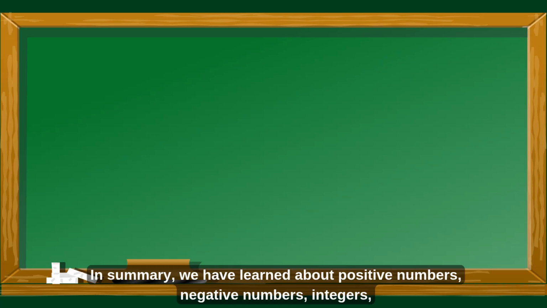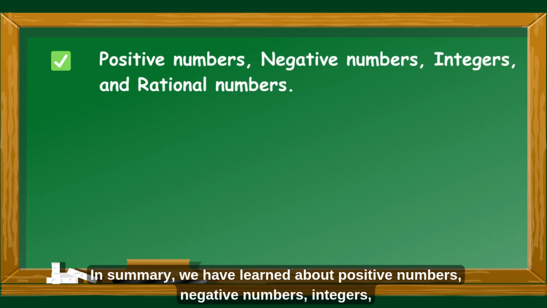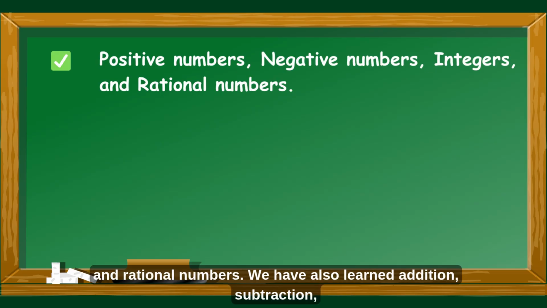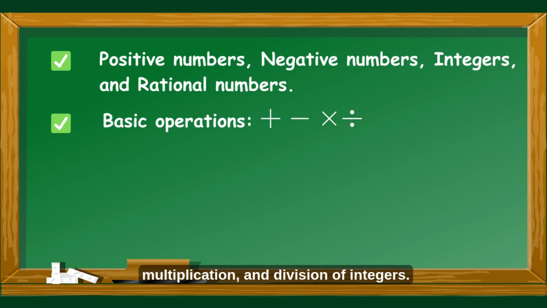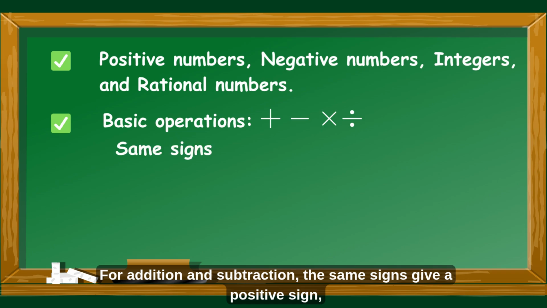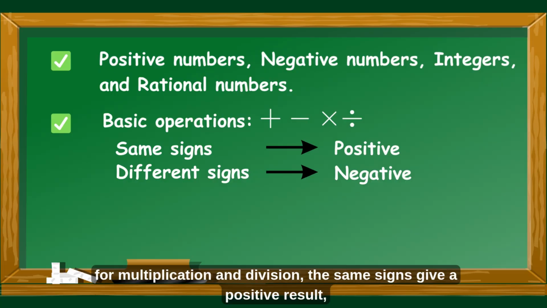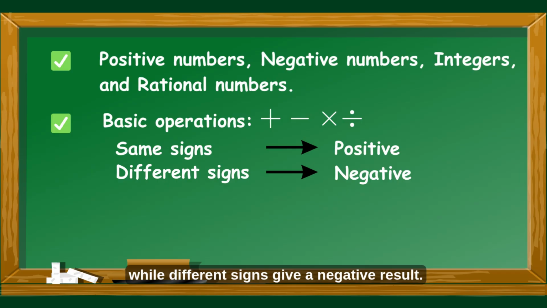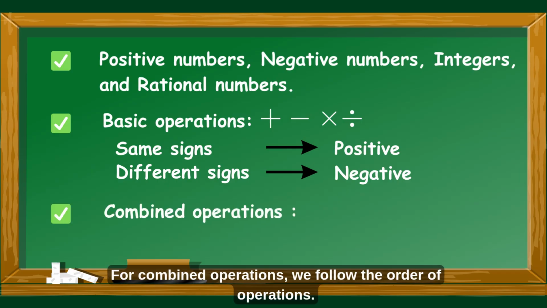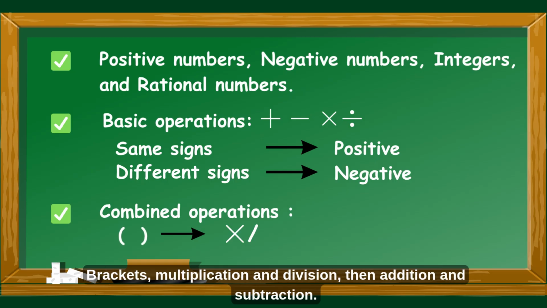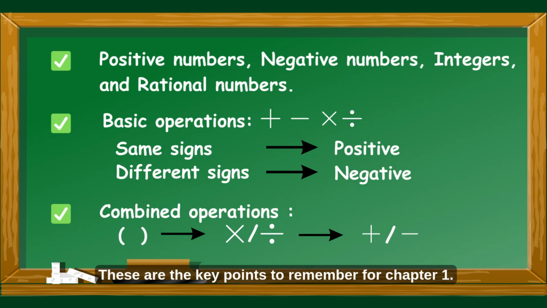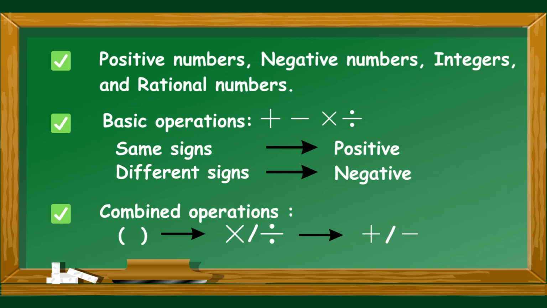In summary, we have learned about positive numbers, negative numbers, integers, and rational numbers. We have also learned addition, subtraction, multiplication, and division of integers. For addition and subtraction, the same signs give a positive sign, while different signs give a negative sign. Similarly, for multiplication and division, the same signs give a positive result, while different signs give a negative result. For combined operations, we follow the order of operations: brackets, multiplication and division, then addition and subtraction. These are the key points to remember for Chapter 1.